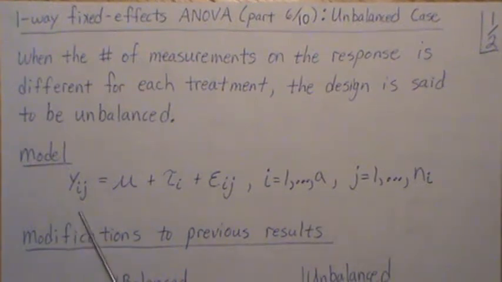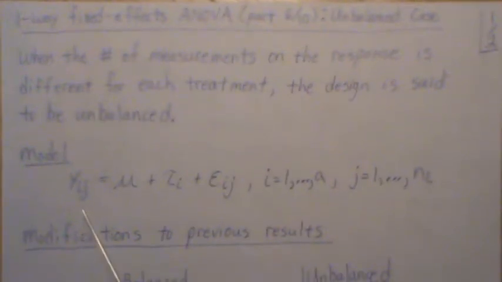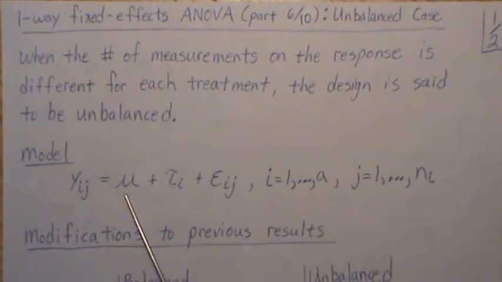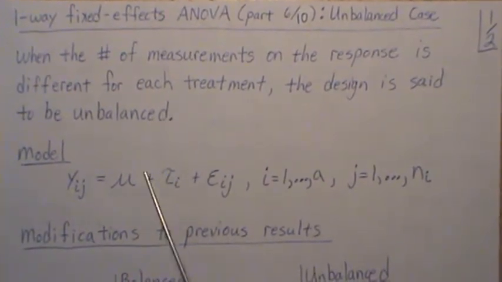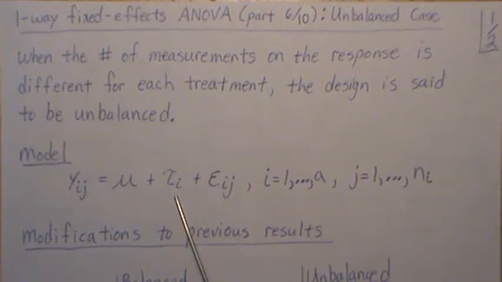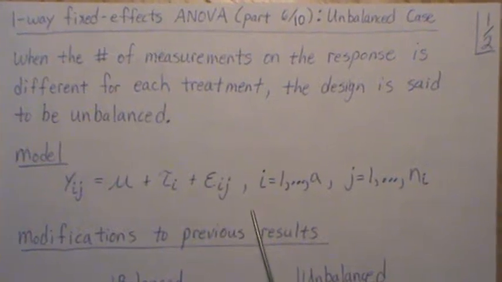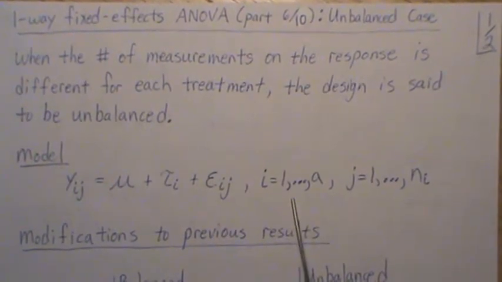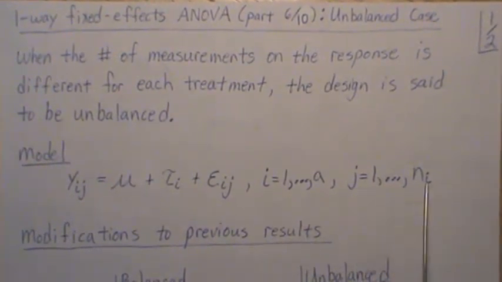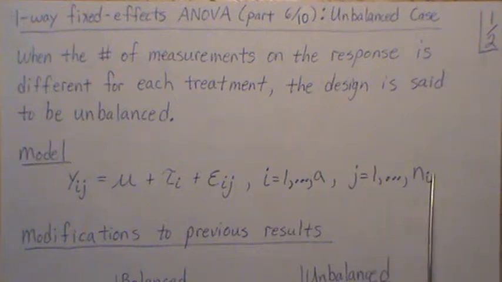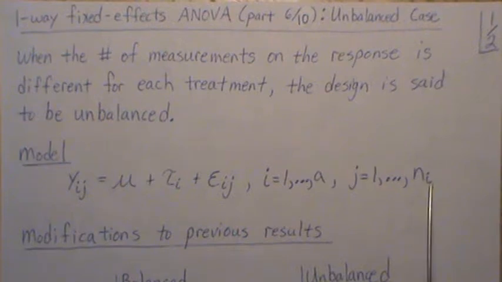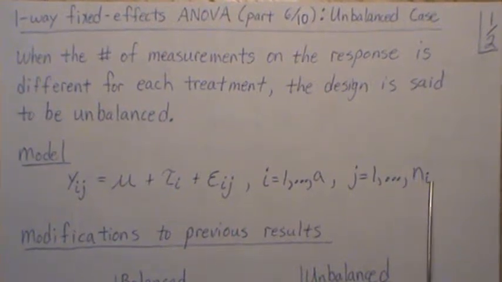And so you write the model as this, Yij. It's still the same model here. So there's a grand mean plus some treatment effect parameter, plus an error term. There are A treatment groups, but the number of observations in a treatment group varies, and we just call it Ni. So this is the number, but it depends upon what treatment group you're in.